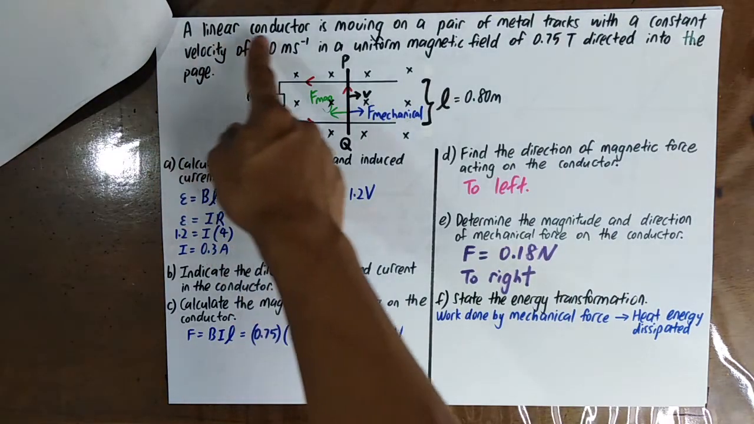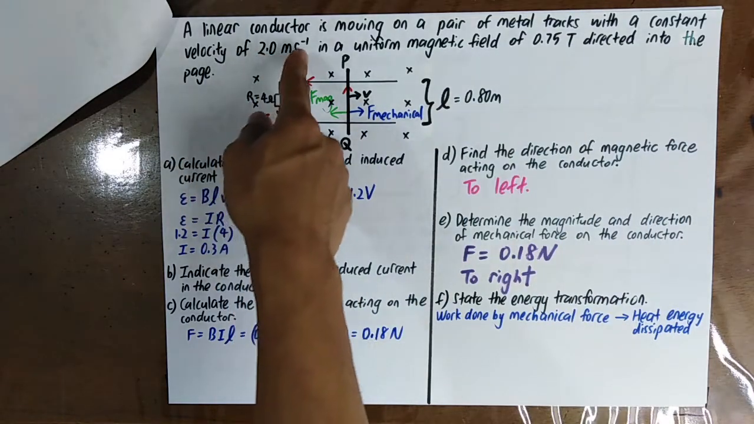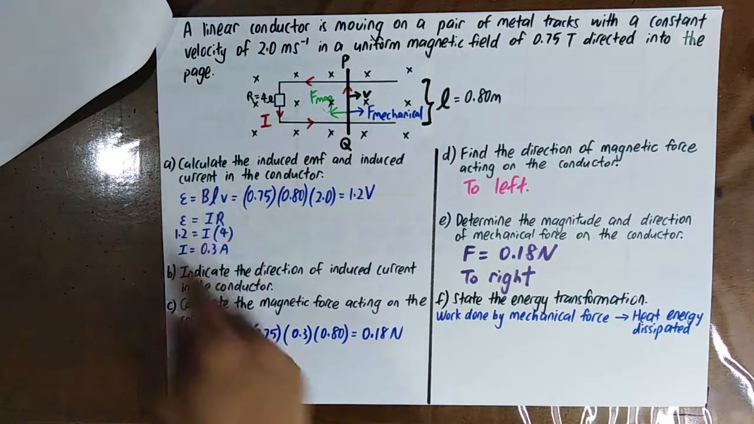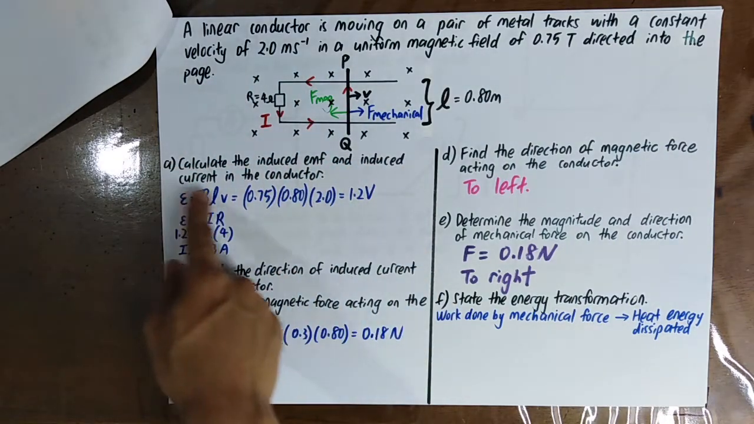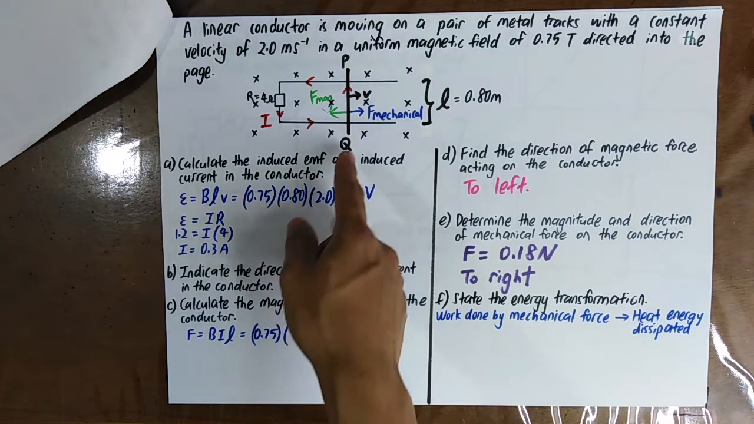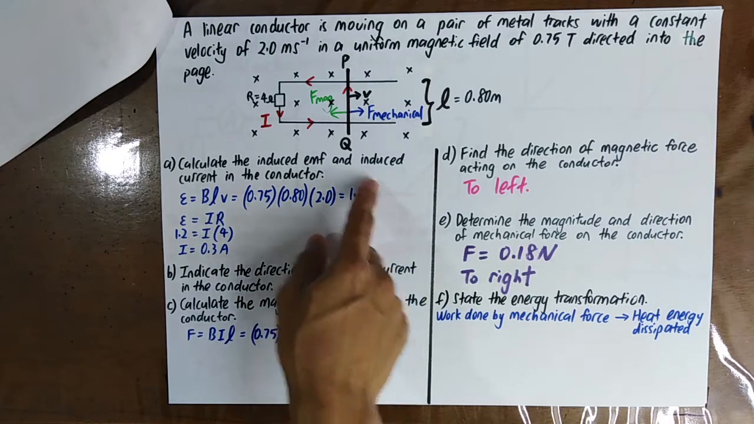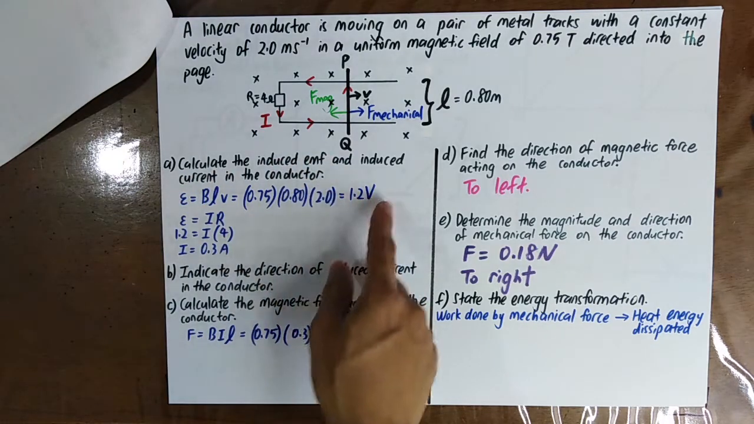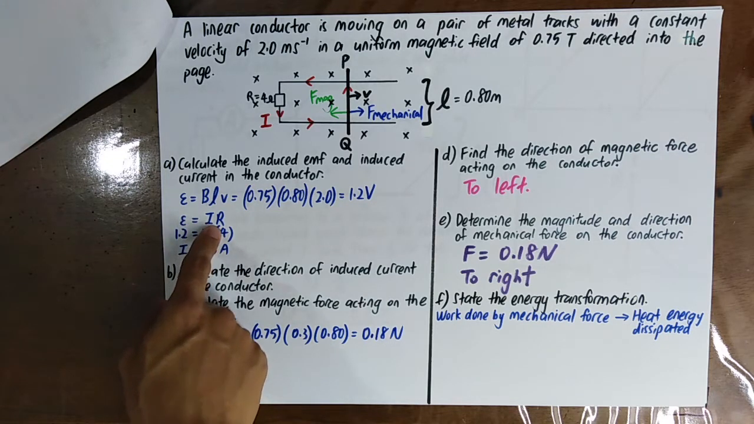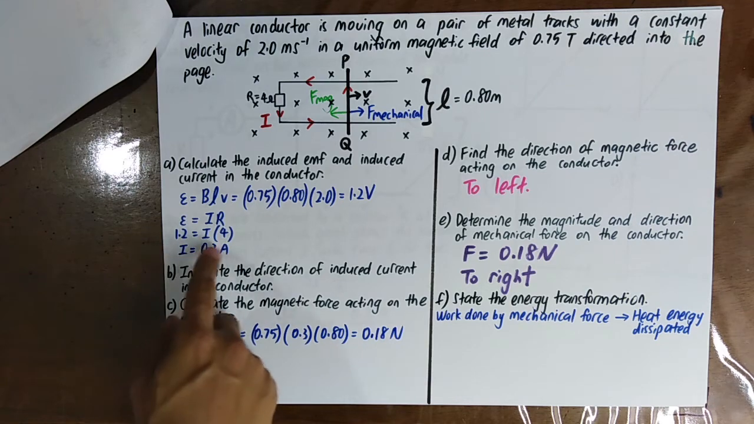So a linear conductor is moving on a pair of metal tracks with a constant velocity of 2 meters per second in a uniform magnetic field of 0.75 Tesla directed into the page. Please calculate the induced EMF and induced current in the conductor. You know that E equals BLV, therefore you can get the value for the induced EMF, and then E equals IR: induced EMF equals the induced current times the resistance. So you can get the magnitude of the induced current.